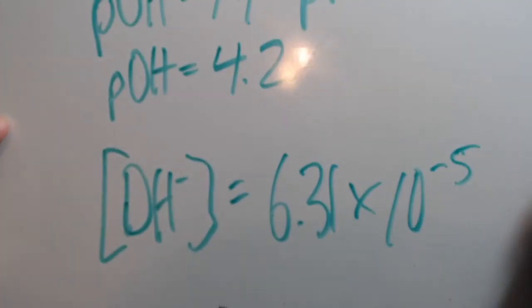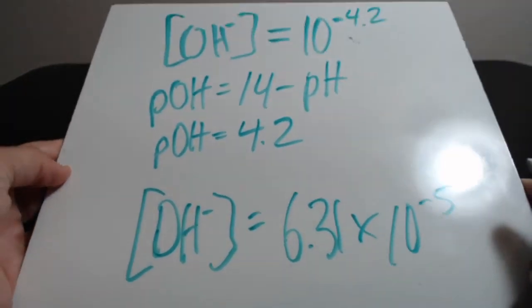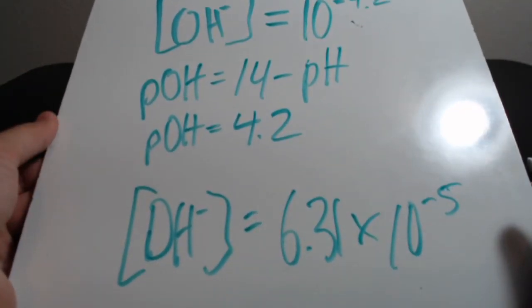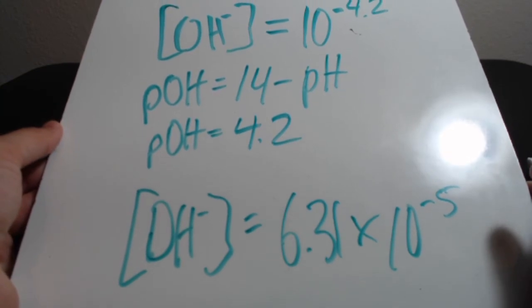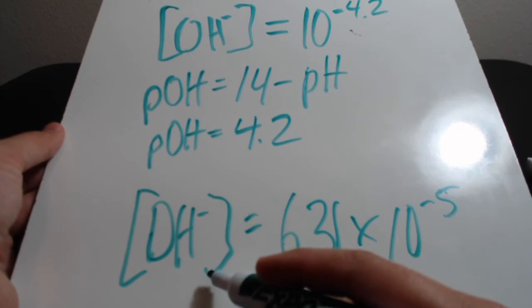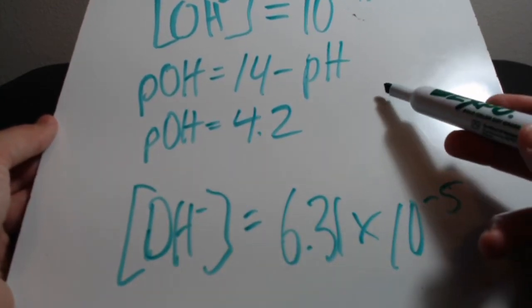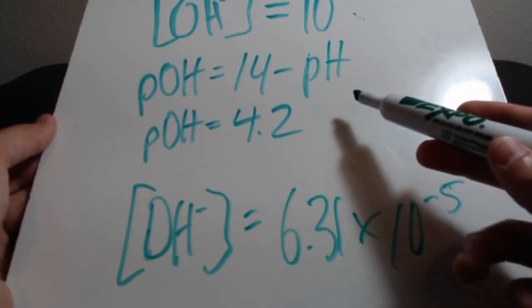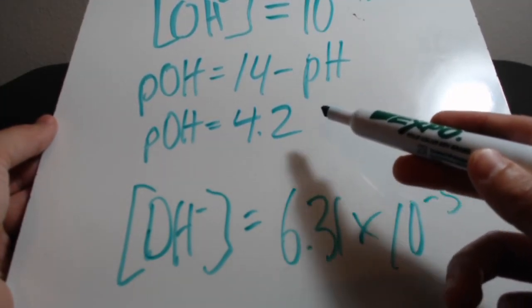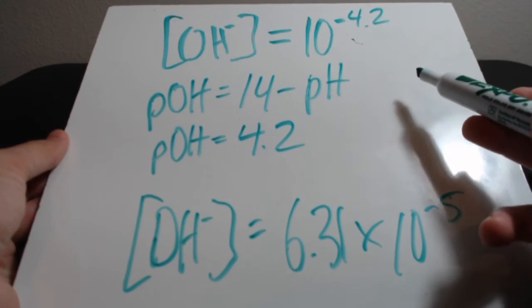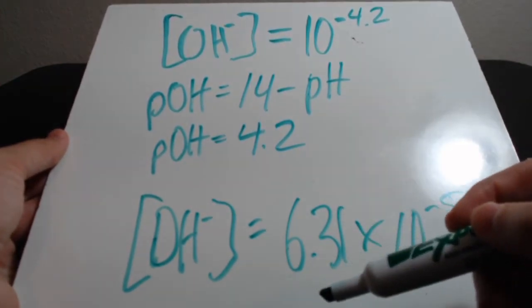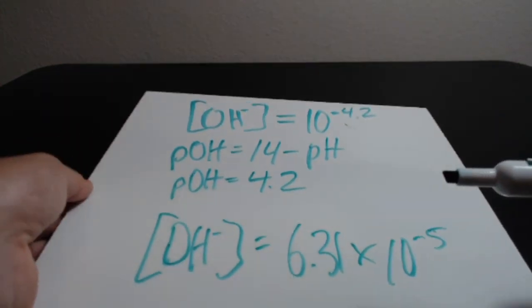There you go. This is one of those problems where you have to pay attention because it actually gives us the pH, not the pOH. So if you did 10 to the negative pH, you wouldn't be solving for hydroxide, you'd be solving for H+. So the first thing we had to do in this one is take that pH, subtract it from 14 to get our pOH, then we can plug that into our equation to solve for hydroxide.